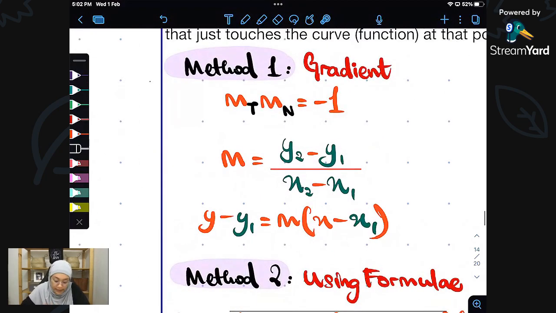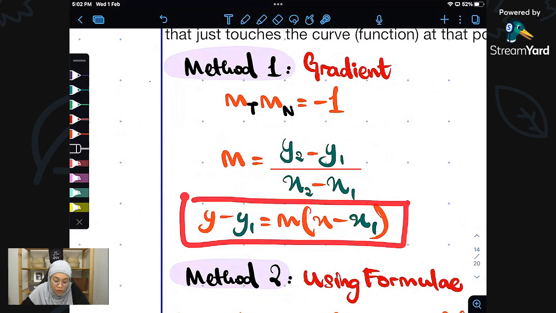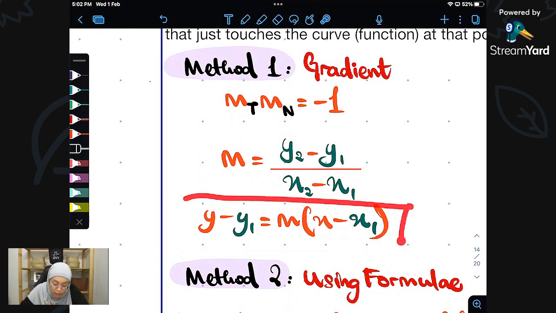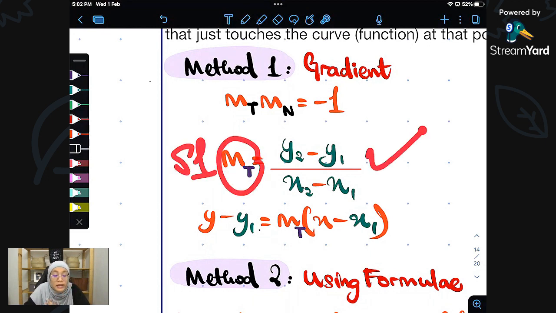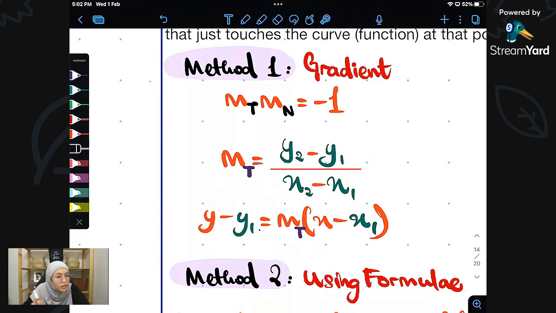After you get the gradient, you can substitute the gradient m into the equation of tangent. Please bear in mind that this is the equation of tangent. I should label it here, actually, as MT. T means tangent, the gradient of the tangent. Because first things first, step one is always finding the gradient of the tangent. That is always the first step.